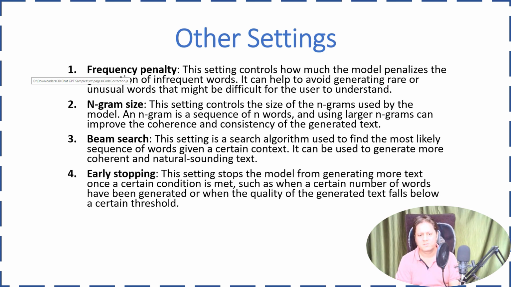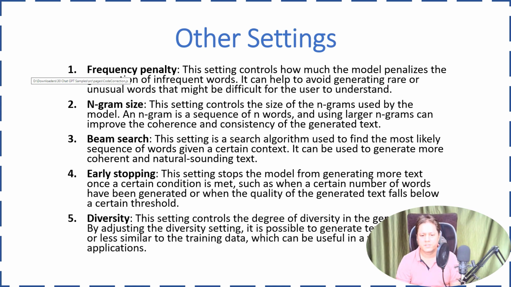Early stopping: there is a stop parameter which you can use to stop the response. If you feel that a particular word, character or sequence is encountered and you want the system to stop, you can do it. Diversity is the next one. If you provide the diversity setting, it is possible to generate output that is more or less similar to the training data, which can be used in a variety of applications.